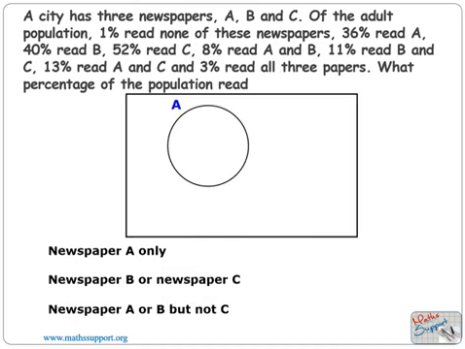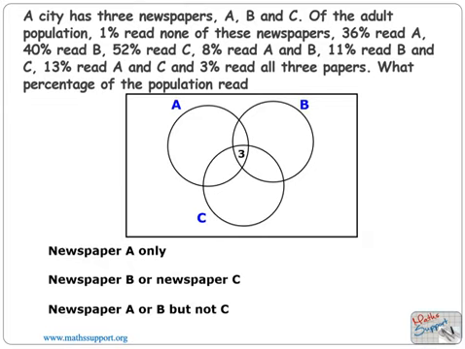Okay, if we draw the Venn diagram, we have the three newspapers A, B, and C, and we know that 3% read three of the papers. We also know that 13% read C and A. That means that only A and C is 10. But we already know that 3% read all three of the papers. So we can also answer that 11% read B and C.